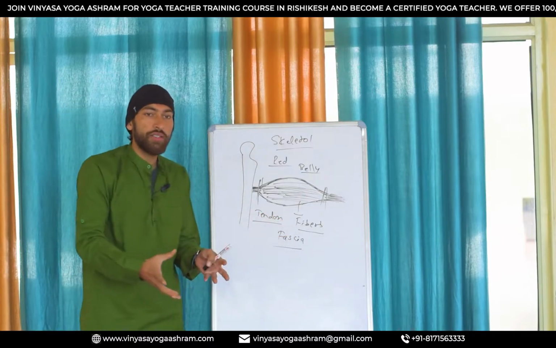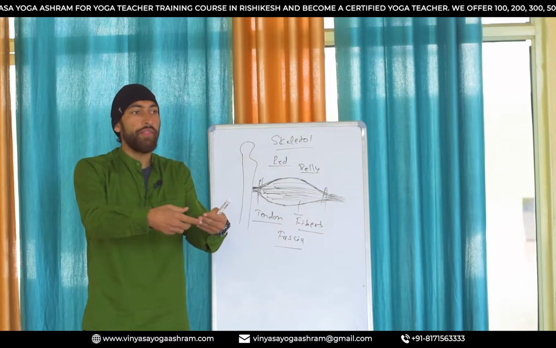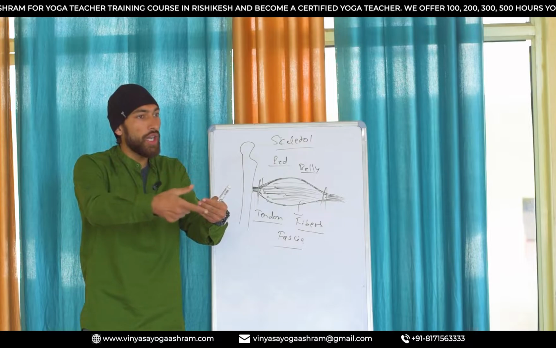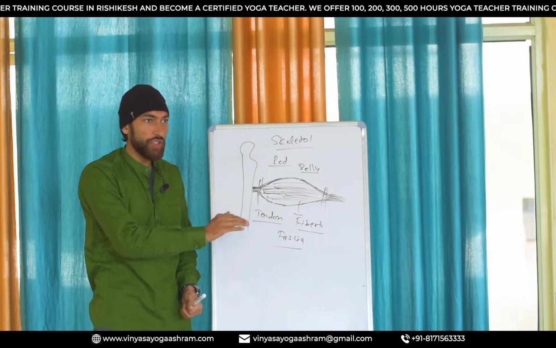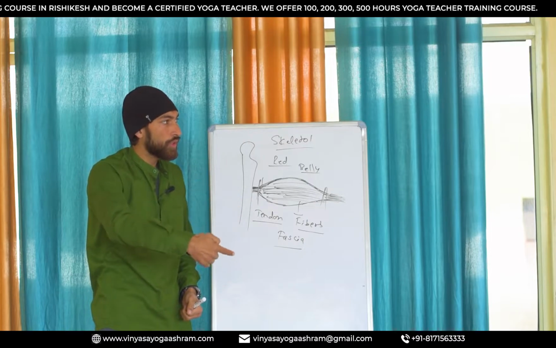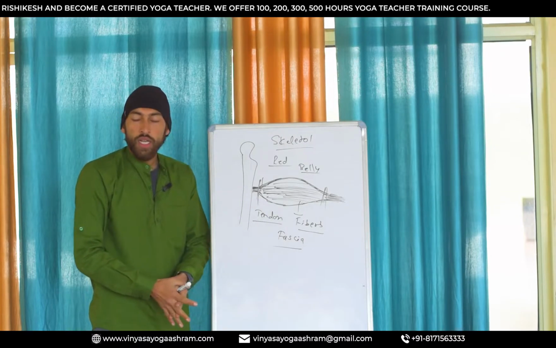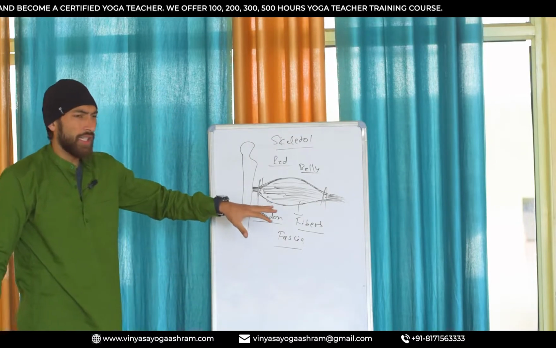So imagine there are some bundles of fibers and these bundles are wrapped in the fascia, which makes a muscle. Is that clear? So fascia is the membrane of a muscle fiber which gives it size and shape. Alright, now this is something of the anatomy of a muscle.